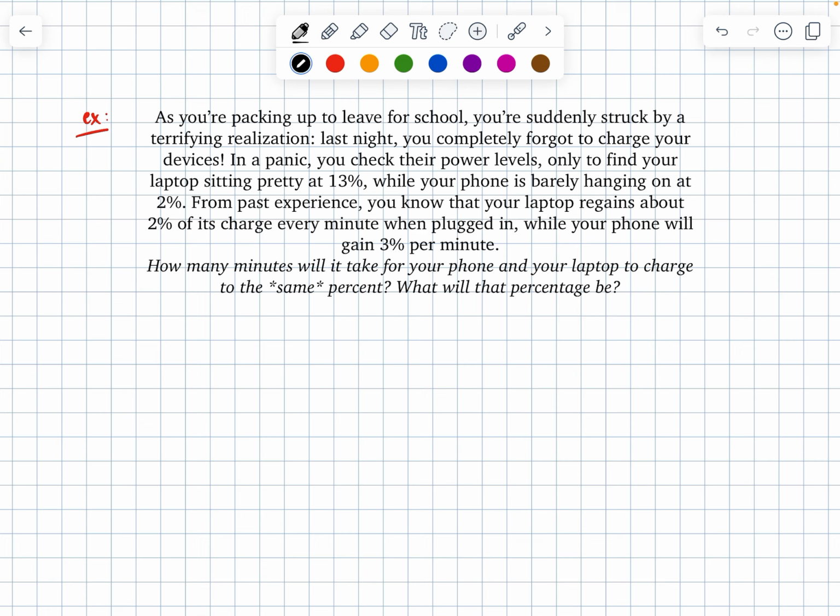From past experience, you know that your laptop regains about 2% of its charge every minute when plugged in, while your phone will gain 3% per minute. How many minutes will it take for your phone and your laptop to charge to the same percent? And what will that percentage be? So, just like in units past, our goal is to model this scenario with an algebraic representation.